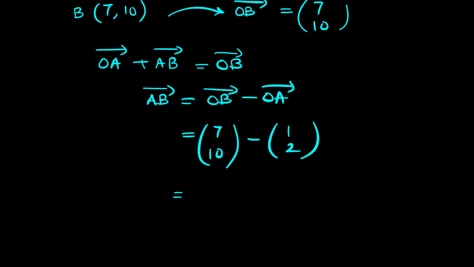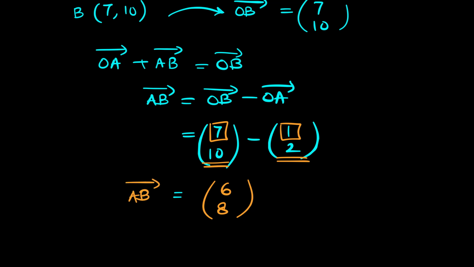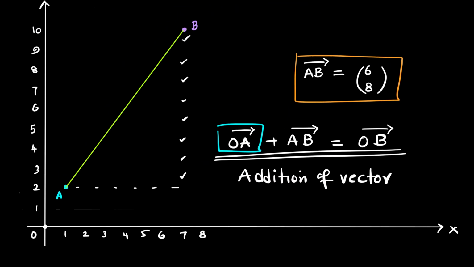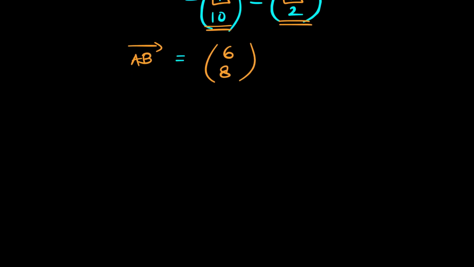And then when we do the subtraction, 7 minus 1, this comes out to be 6. And 10 minus 2, this comes out to be 8. That is exactly what we have obtained from the diagram. Let's double check. 1, 2, 3, 4, 5, 6. And then upwards 1, 2, 3, 4, 5, 6, 7, 8, which is written right over here. So that's how we can obtain the vector AB.